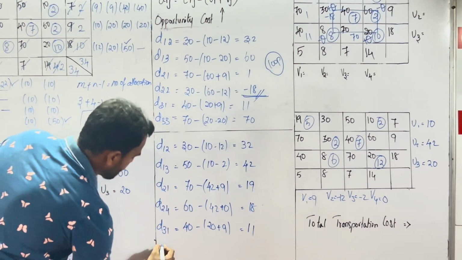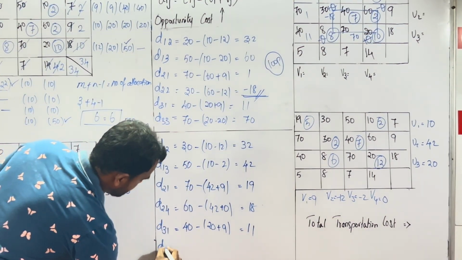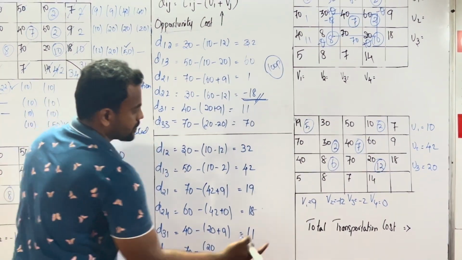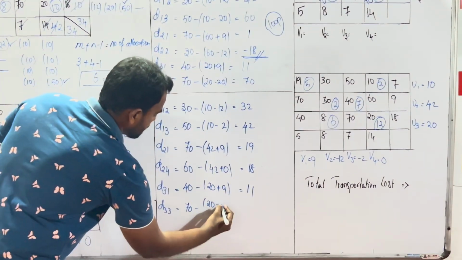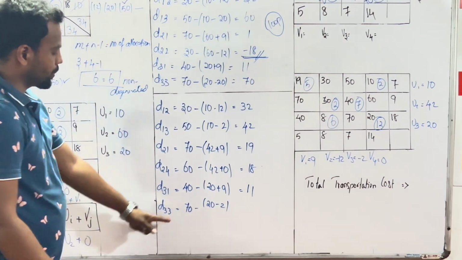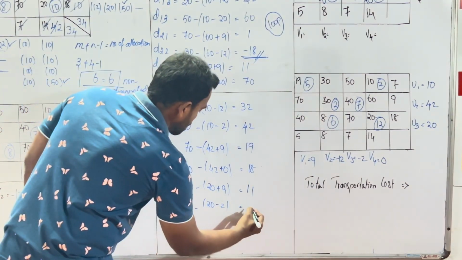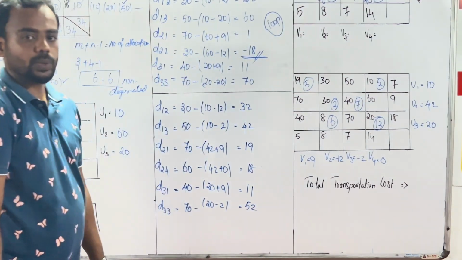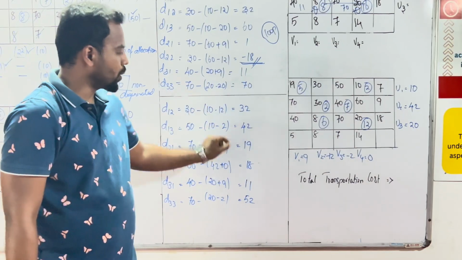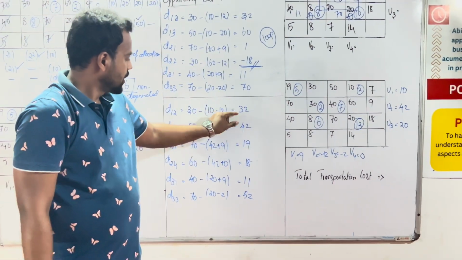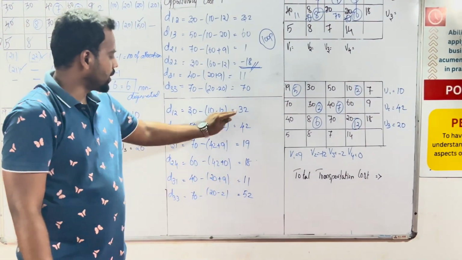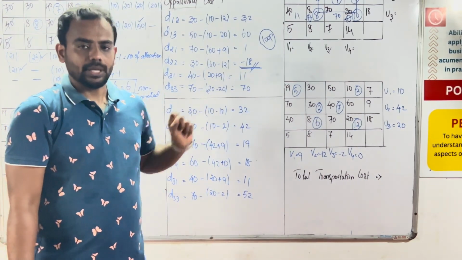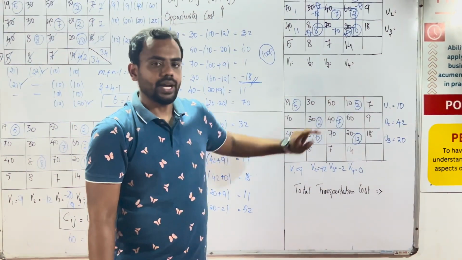The last one what we are going to find out is D33. So which is 70 minus U value 20, V value is minus 2. So finally it is going to be minus 18, so minus 18 means it is going to be 52. Okay. So now we need to check whether your opportunity cost is negative. Okay, so here no values are negative, so that means we have reached optimality. Okay, so this is the final answer.